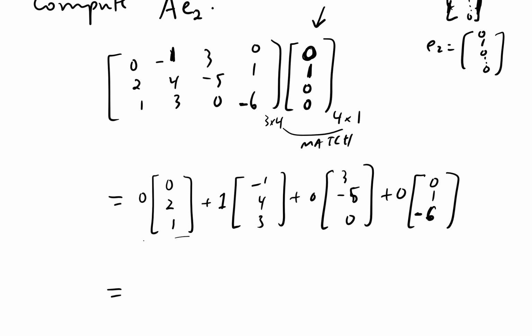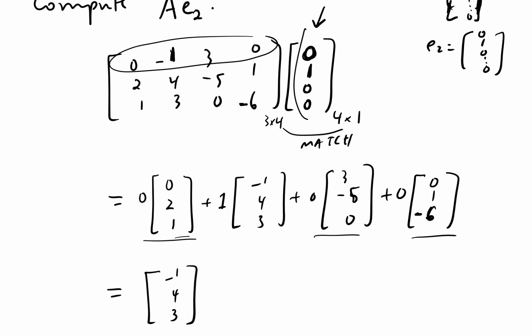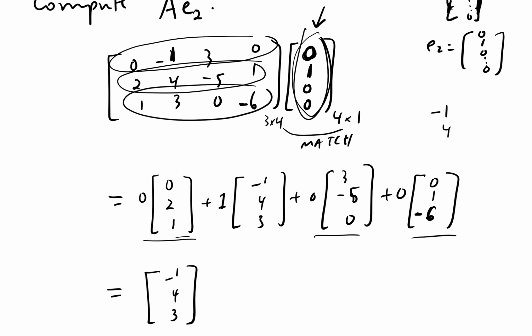So all these zeros will cancel out all these vectors. That will leave only the second vector, -1 4 3. If we multiply the first row by this column, what do you get? 0 times 0 is 0, -1 times 1 is -1, 3 times 0 is 0, 0 times 0 is 0. So you get -1. Next one, this row by that column: 2 by 0 is 0, 4 by 1 is 4, -5 by 0 is 0, 1 by 0 is 0. So you only get 4. Next one, 1 by 0 is 0, 3 by 1 is 3, 0 and 0. So you get 3. And that's what I got here. All right, sounds good.